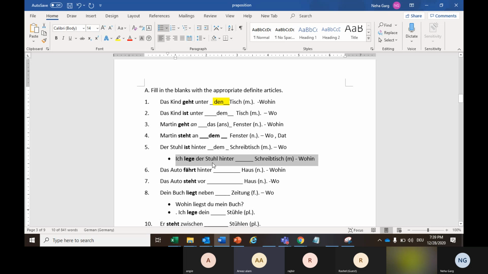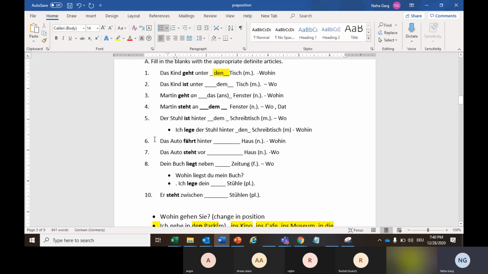Ich lege ihr Stuhl hinter den Schreibtisch. Den Schreibtisch. Sehr schön. Very good. So ich lege den Stuhl hinter den Schreibtisch. Since I'm putting it there, there is a movement. It's the wohin case. So hinter den Schreibtisch. Next, Rachel, your turn.